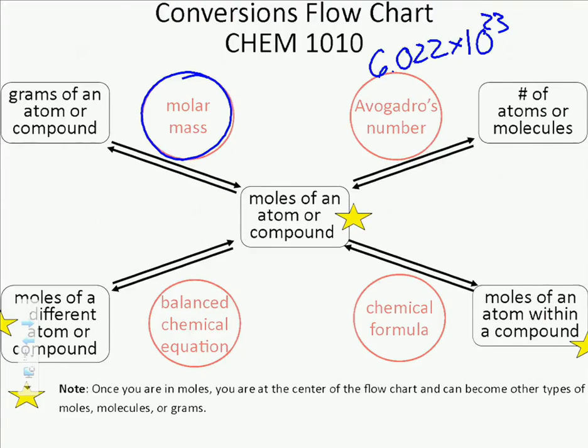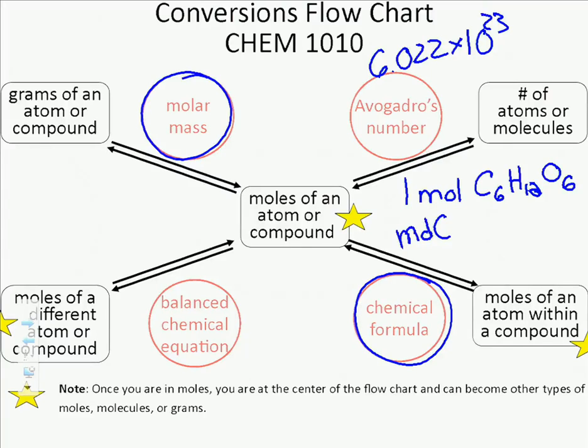We haven't talked about this part down here much, but I wanted to note that you can use the chemical formula to go from moles of an atom or compound to moles of an atom within the compound. So meaning, let's say you have 1 mole of sucrose, C12H22O11, I think. We'll double check that. Someone double check that. If I have 1 mole of sucrose, how many moles of carbon do I have? You have 12 moles of carbon.